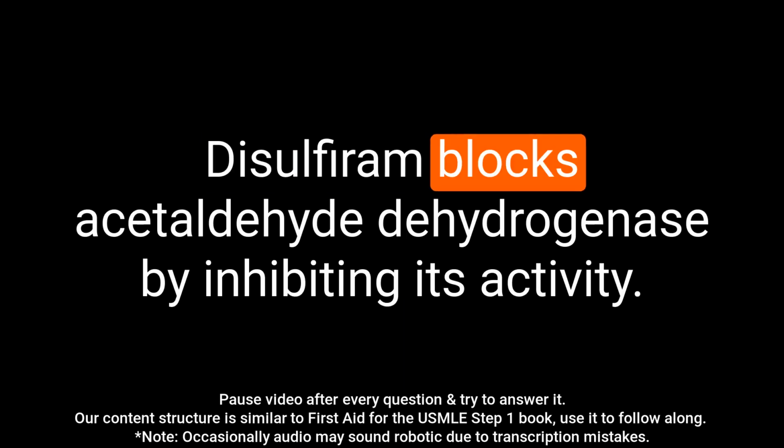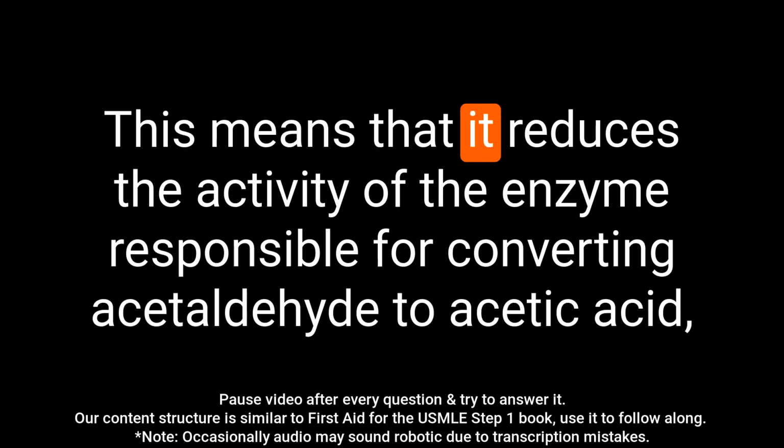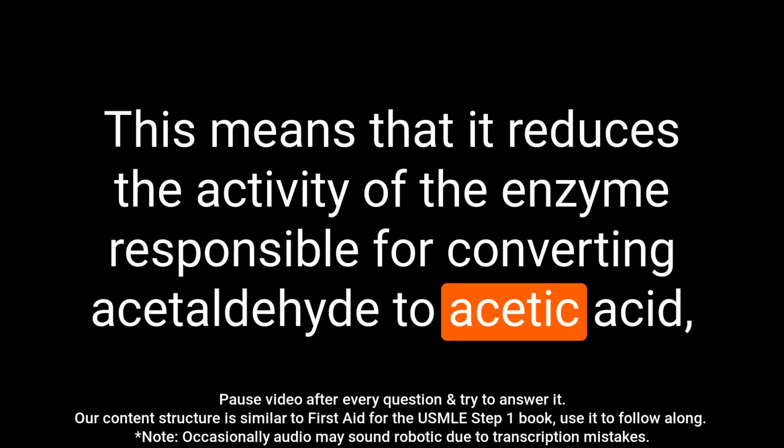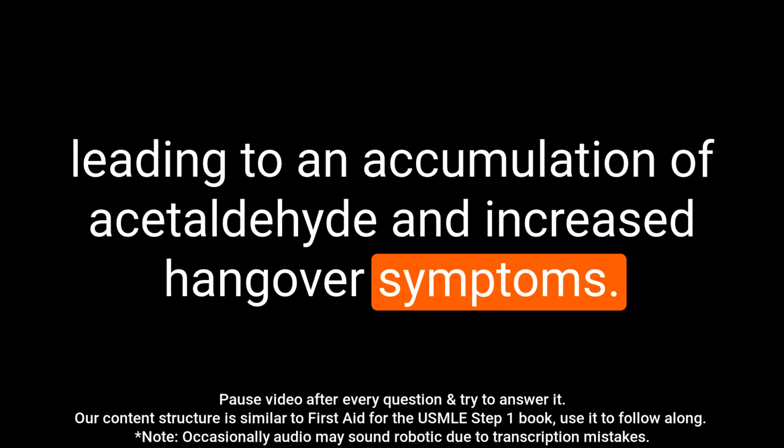Question: How does disulfiram block acetaldehyde dehydrogenase? Answer: Disulfiram blocks acetaldehyde dehydrogenase by inhibiting its activity. This means that it reduces the activity of the enzyme responsible for converting acetaldehyde to acetic acid, leading to an accumulation of acetaldehyde and increased hangover symptoms.